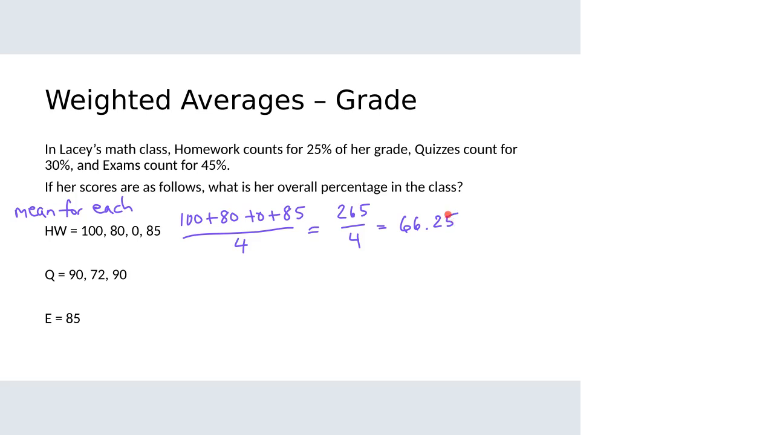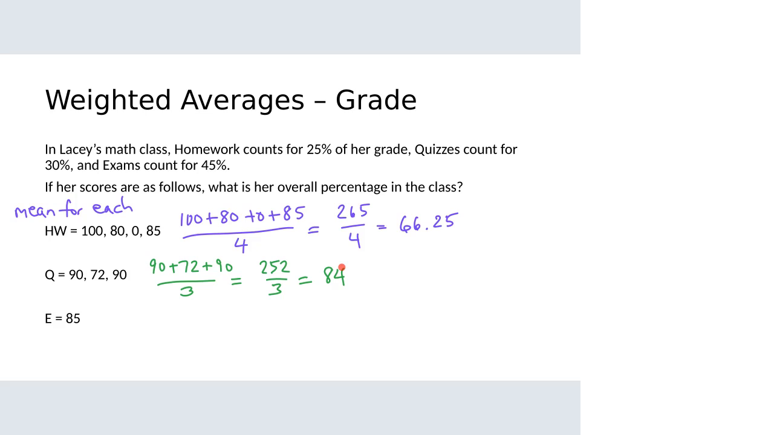And that would be a percentage. Looks like these are all out of 100. But 66.25 is her homework grade. Then we do the same thing with quizzes. And with quizzes here, we have 90 plus 72 plus 90 over 3. If you see any numbers that you're not sure where they came from or they don't make sense, let me know. Here we have 90 plus 72 plus 90, which is 252 divided by 3. 84 is her mean quiz score.